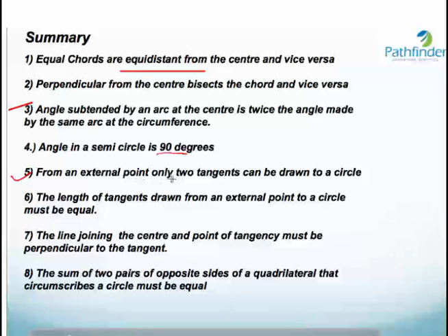From an external point, only two tangents can be drawn to a circle. The length of tangents drawn from an external point to a circle must be equal. The line joining the center and the point of tangency must be perpendicular to the tangent. And the sum of two pairs of opposite sides of a quadrilateral that circumscribes a circle must be equal.